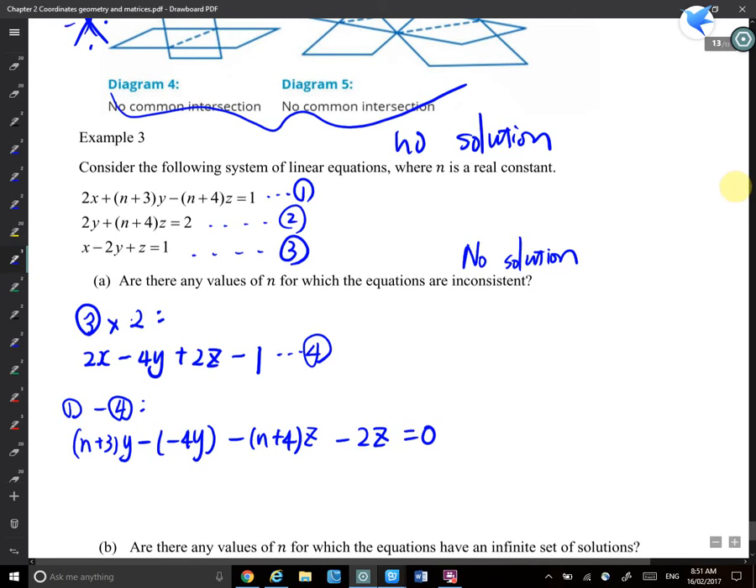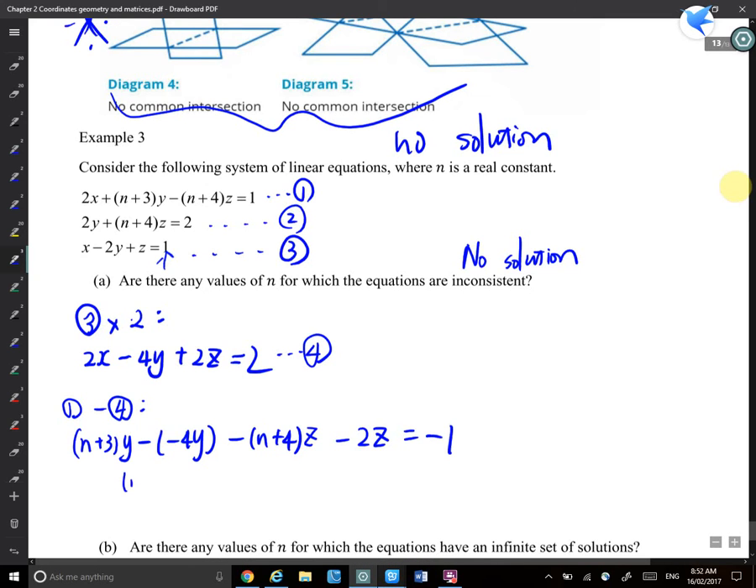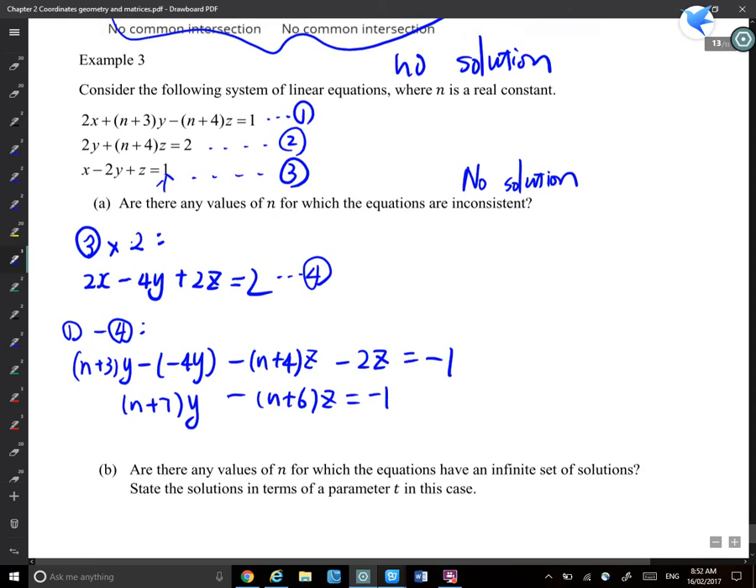Wait, I forgot to times 2 here. That's a 2, so I have a minus 1 here. So the constant is also times by 2 and we have negative 1 here. 1 minus 2 is negative 1. And now I will combine the similar terms, that is (n plus 7)y minus (n plus 6)z equals minus 1. So y equals (n plus 6) over (n plus 7) z minus 1 over (n plus 7).